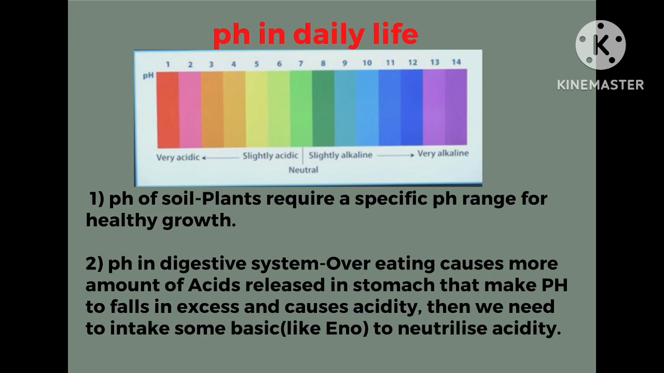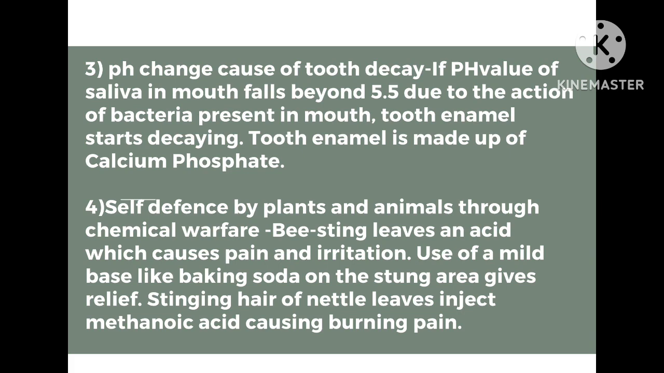First point is pH in soil. Plants require a specific pH range for healthy growth. Second point is pH in our digestive system. Overeating causes more amount of acids released in the stomach that make pH to fall in excess and cause acidity. Then we need to intake some basics like ENO to neutralize that acidity. Third point is pH change also causes tooth decay. If the pH value of saliva in mouth falls beyond 5.5 due to the action of bacteria present in the mouth, tooth enamel starts decaying.